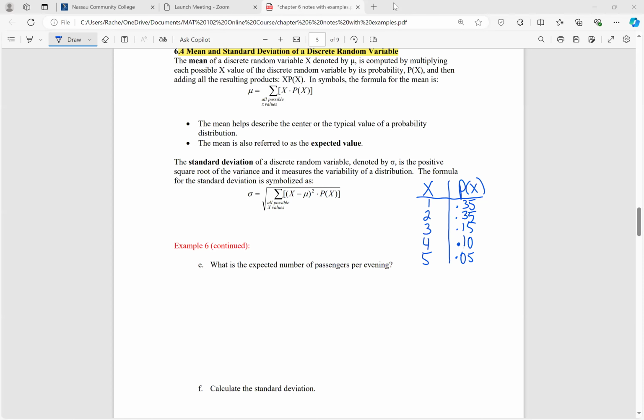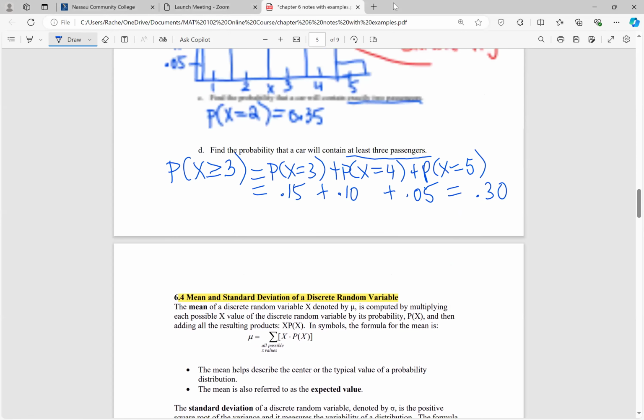All right, so back to example 6. We left off in the previous video introducing the mean and the standard deviation of a discrete random variable. I just reminded you that the mean represents the typical value of a set, and the standard deviation measures the variability of a set. And we can find the mean and the standard deviation of a discrete probability distribution. So we're going to continue with example 6.